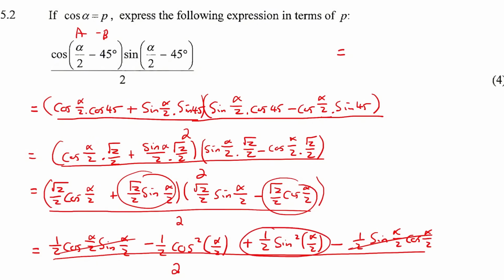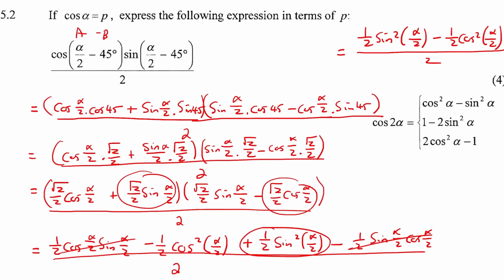I'm going to put this one first. So half sin squared alpha over 2 minus half cos squared alpha over 2, and that is all over 2. Now the next thing I see is that sin squared minus cos squared is almost the same as that. It's just the reverse of that. That's what I'm going to aim for. So the first thing I'm going to do now is take out a half as a common factor. You take out a half, and then what you'll be left with is sin squared alpha over 2 minus cos squared alpha over 2, and then all of that is over 2.